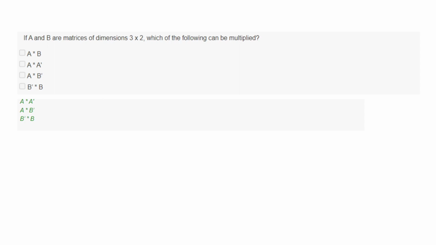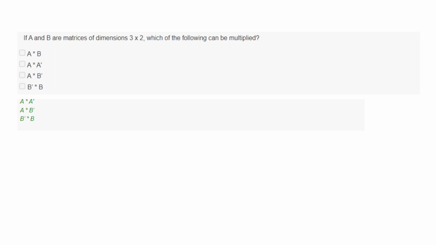So if both A and B are of dimensions 3 by 2, you cannot multiply A and B, because A will be 3 by 2. It has two columns and three rows. B, on the other hand, will have the same three rows and two columns. But to multiply, you need two rows, not three rows. So A and B would not be able to multiply.